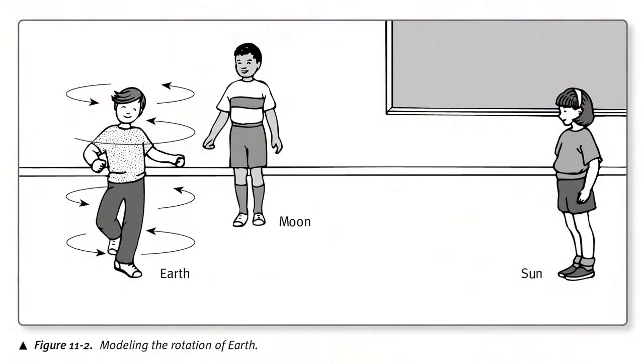Have one student play the part of the sun, one student play the part of the Earth, and the third student play the part of the moon. Have the student playing the sun stand a distance away from the students playing Earth and moon. Then have the student playing the moon stand between the students playing the sun and Earth, but off to one side. Instruct Earth to begin slowly turning around in place to simulate the rotation of Earth on its axis.